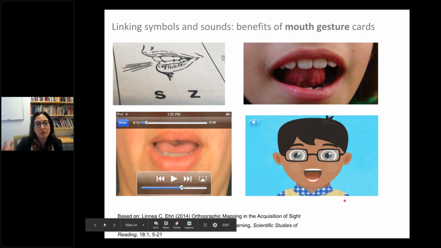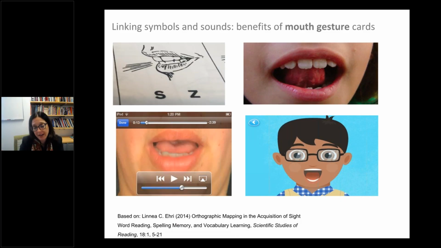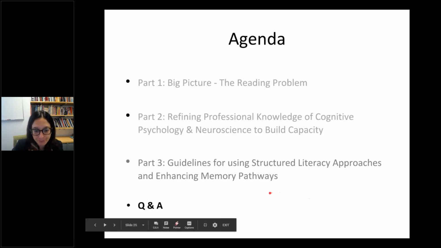And realize that really, we know that teachers need to work closely with speech language pathologists too, who often have these pictures on hand, because kids who use mouth gesture cards, it really helps them understand the phonemes better, which are such an abstract concept, and we need to make them more concrete.